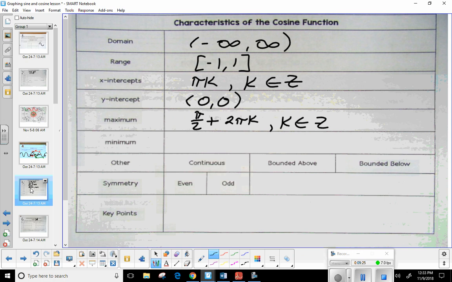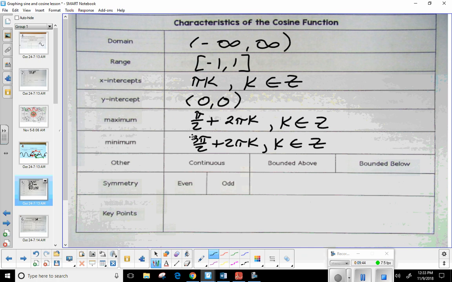Okay, so can anybody tell me, what should I put? There you go. 3 pi over 2 plus 2 pi k. I'm just adding or subtracting multiples of 2 pi to keep getting every minimum as I go. We just want to make sure to say k belongs to the integers.